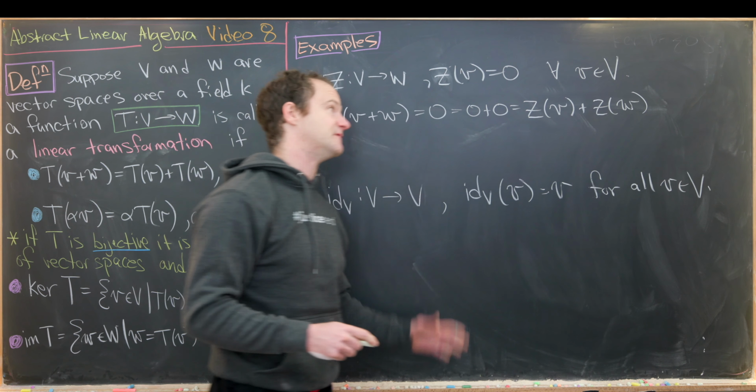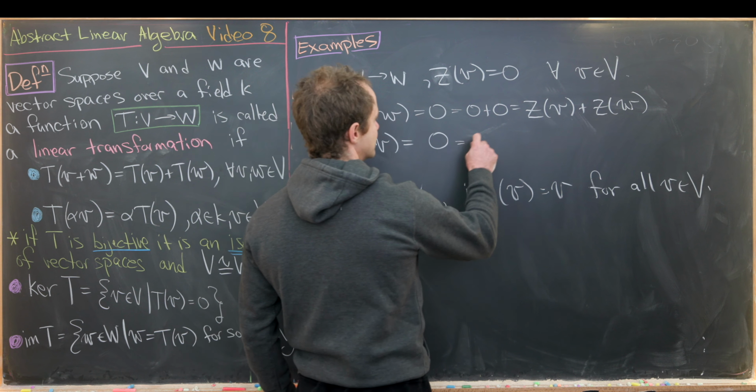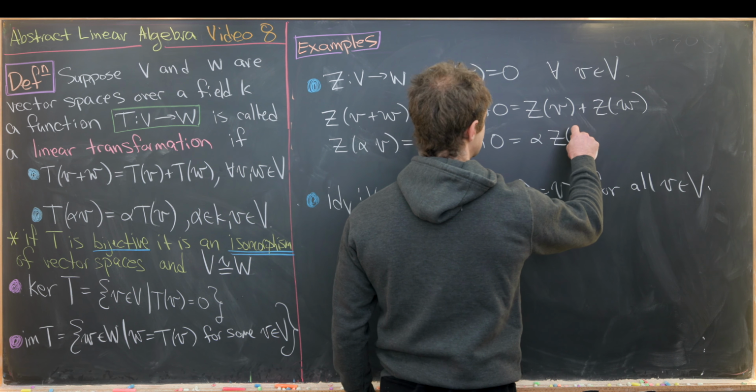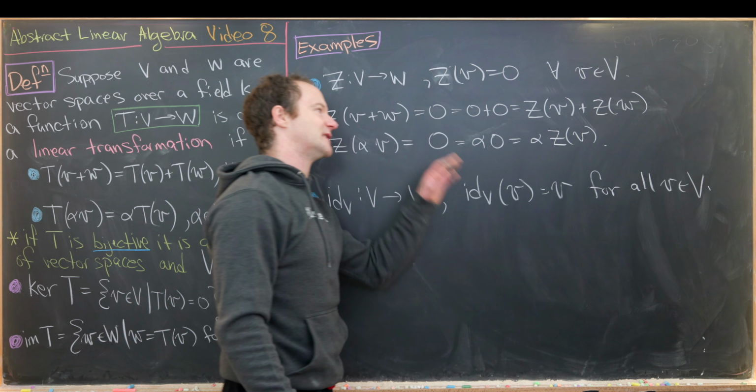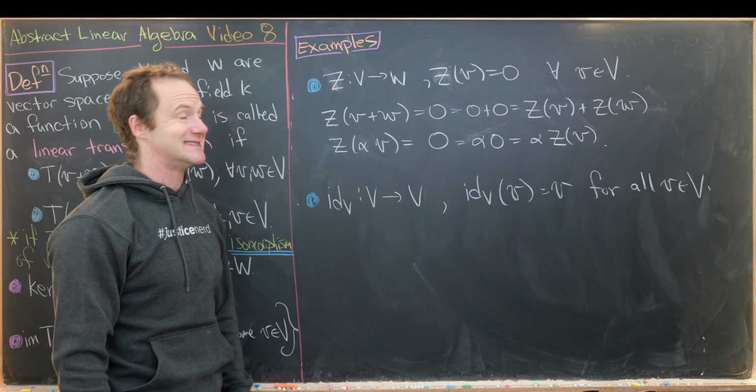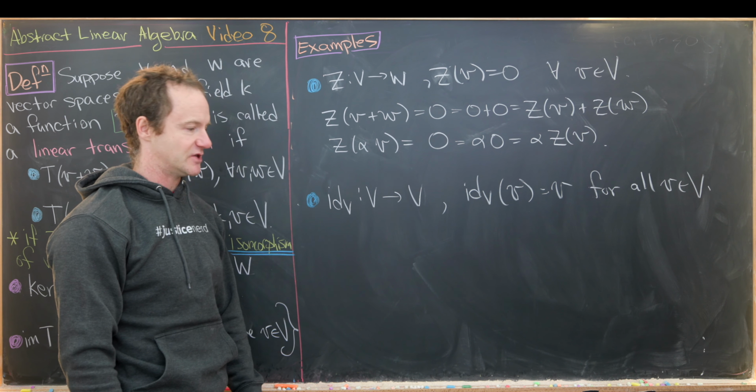Okay, so now let's look at the other one. Let's do Z of alpha times V. Let's notice that's equal to 0 because all that Z does is take everything to 0. But 0 is the same thing as alpha times 0, which is the same thing as alpha times Z of V. So that's the second property. So these two calculations show that Z is in fact a linear transformation.